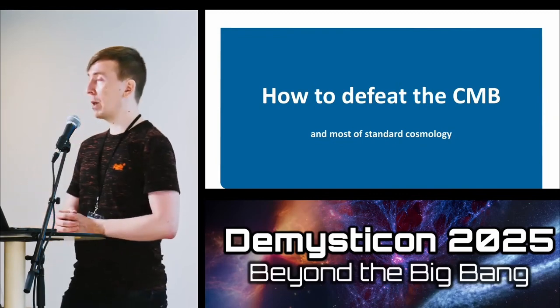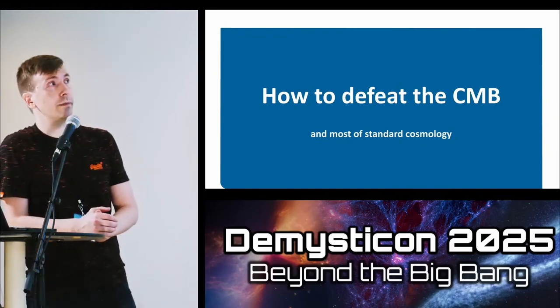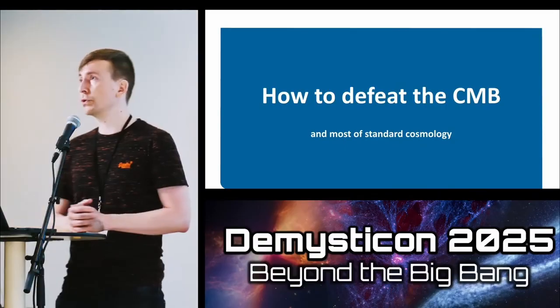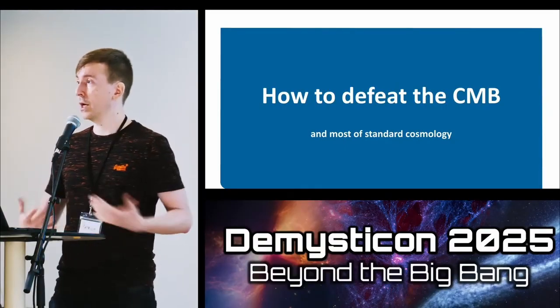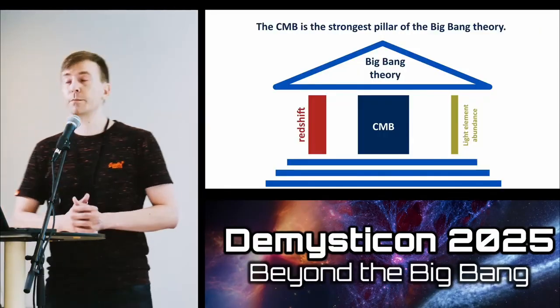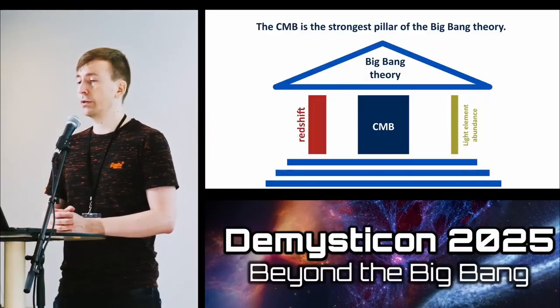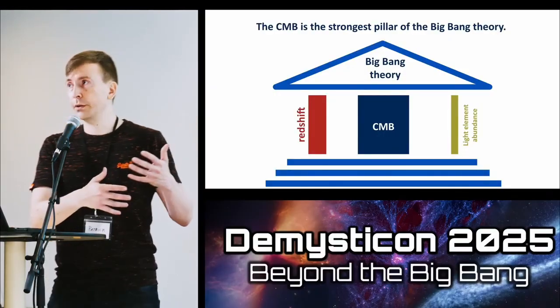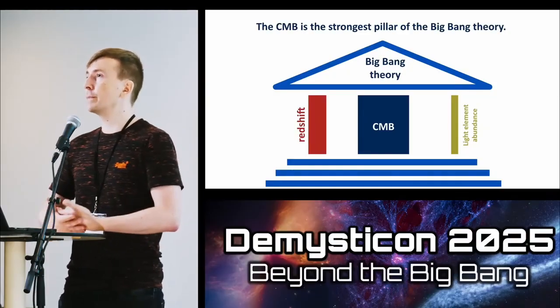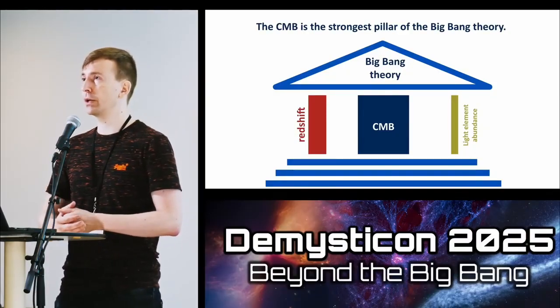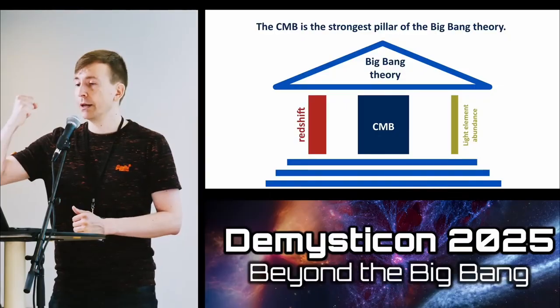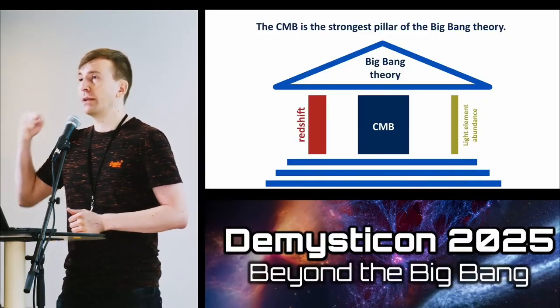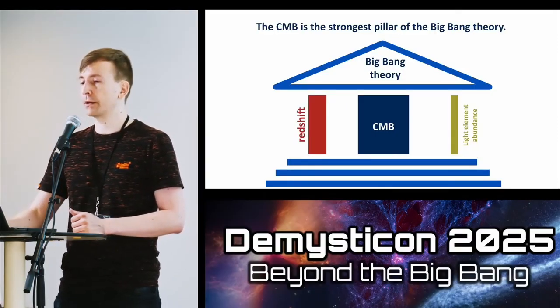Welcome to my masterclass on how to defeat the CMB and most of standard cosmology. The CMB is the strongest pillar of the Big Bang theory. Redshift and light element abundance are the two other pillars, but they cannot manage to hold the Big Bang theory on their own. Take away the CMB and the whole model falls apart.